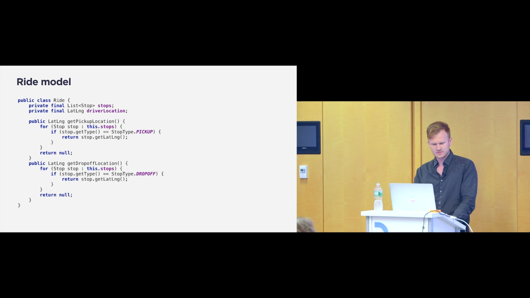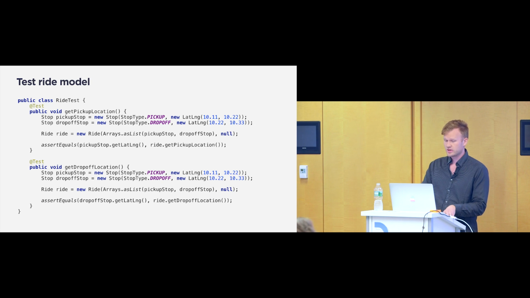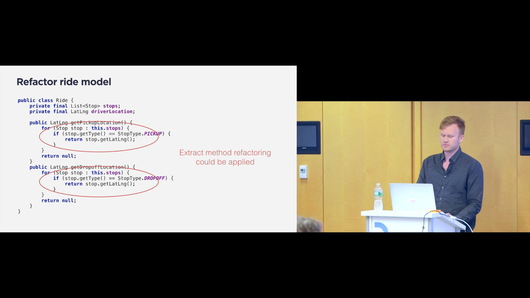So to address that, let's introduce a ride model that will contain only data relevant for the ride and will encapsulate all the filtering logic inside it. And the great part about the model is that now we can finally write a pure Java unit test for this filtering logic. And as maybe somebody noticed, we have some obvious duplication of the code here, so we can apply some simple refactoring by extracting this method.